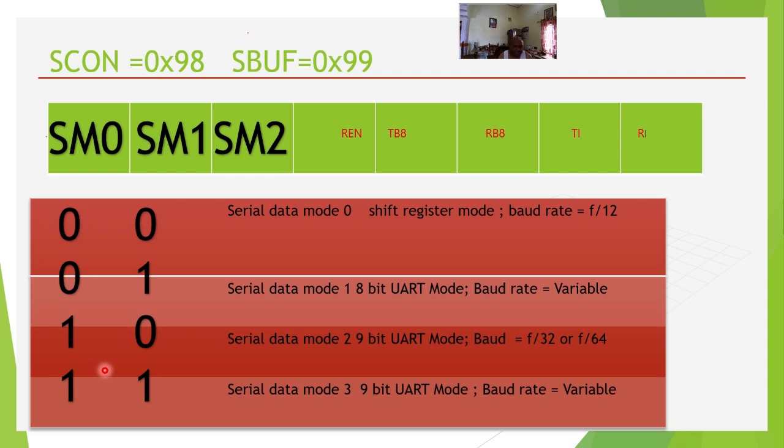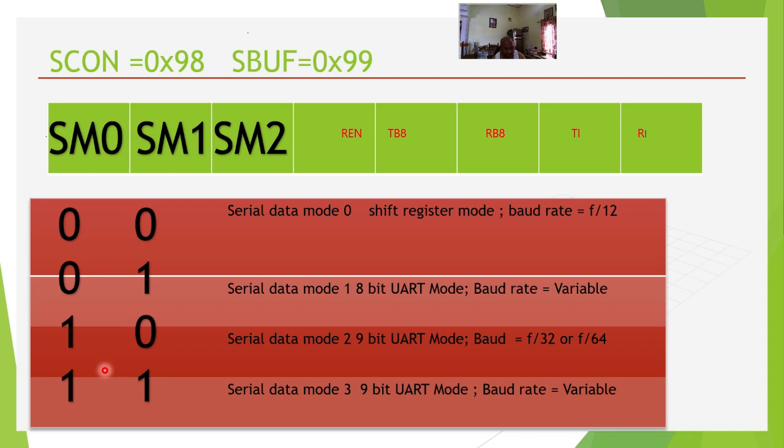It can take either 0 or 1 if we don't want to communicate to many microcontrollers. If we want to transmit the data from only one microcontroller to another microcontroller, then simply keep 0 there. Otherwise, if you keep 1, then mode 2 and mode 3 will be selected, because mode 2 and mode 3 will work only in the multiprocessor communication mode.